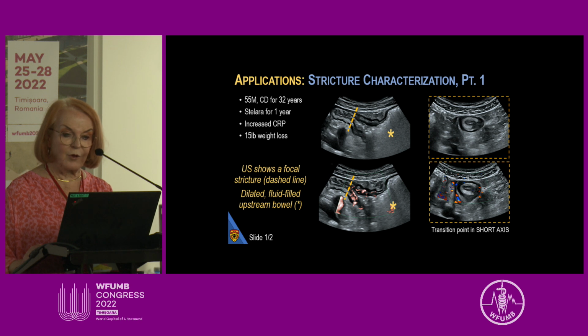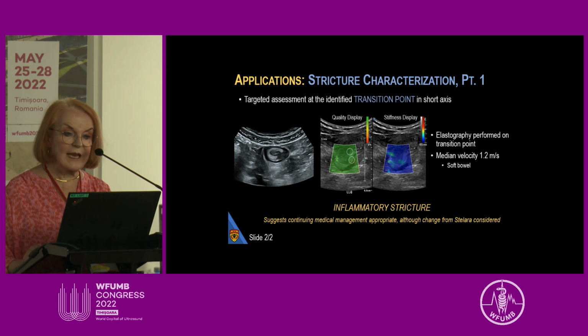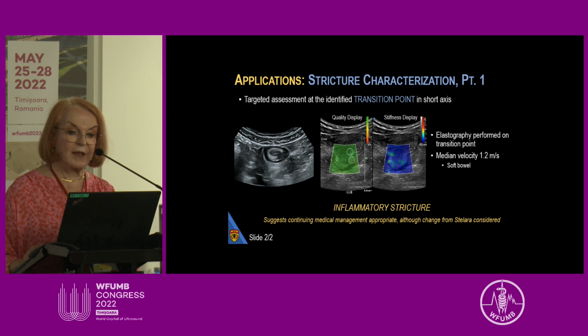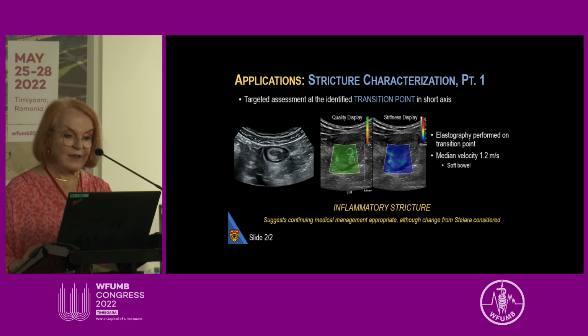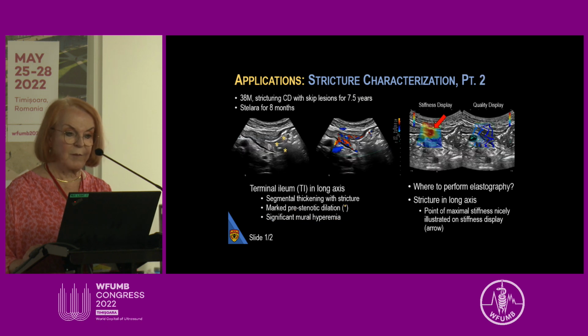And so when we look at this patient, he's a 55-year-old patient with Crohn's disease for 32 years. So he has the potential to have a chronic stricture. And when we're looking at him, though, you can see the quality display is excellent and the stiffness display is excellent, and it's soft. And so this is an inflammatory stricture in spite of the length of time that he's had this disease. And so we recommend continuing medical management and possibly a change of his biologic.